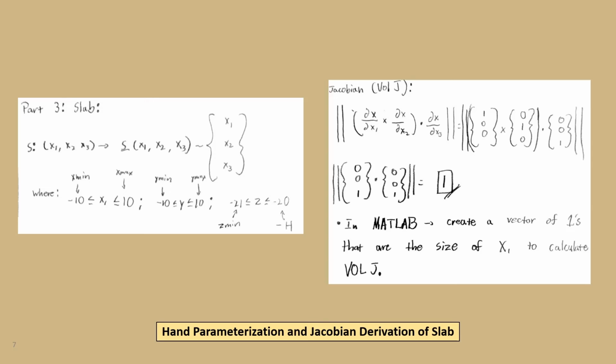Finally, this is just the simplest parameterization to Jacobian volume of my slab. As you can see, the parameterization is just x1 and x2 and x3 for a slab like the one I'm showing, with the different bounds as you can see there, as well as the Jacobian volume that I calculated by hand just coming out to be 1. Where in order to code that into MATLAB, I actually had to create a vector full of ones that was the same size as my x1 dimension.